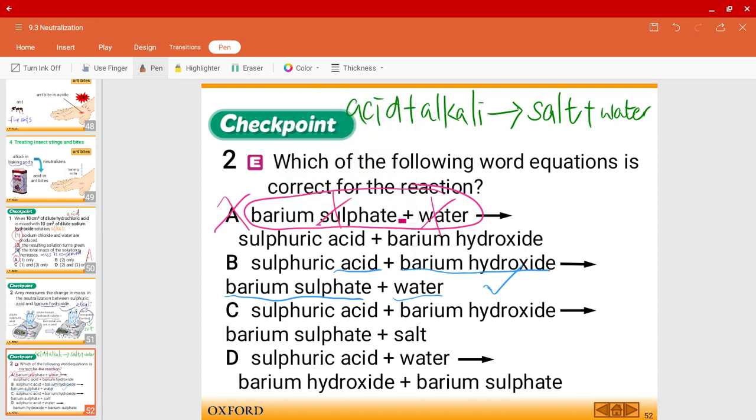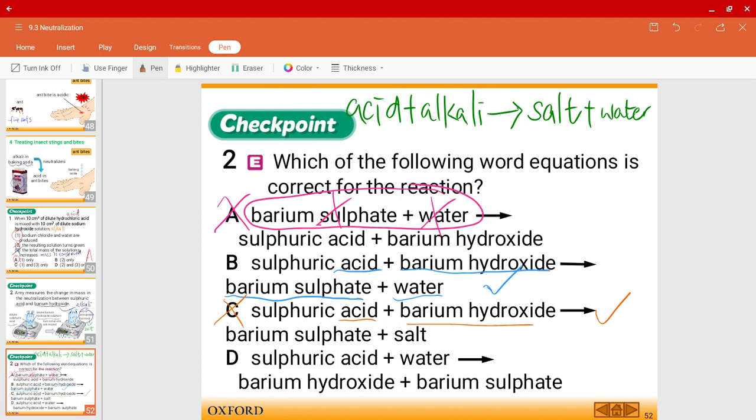Let's see option C. Sulfuric acid plus barium hydroxide. So this is the acid and this is the alkali. This seems okay as well. You get barium sulfate plus a salt. So barium sulfate plus a salt. Where's water then? I don't see water. So this option C is wrong as well.